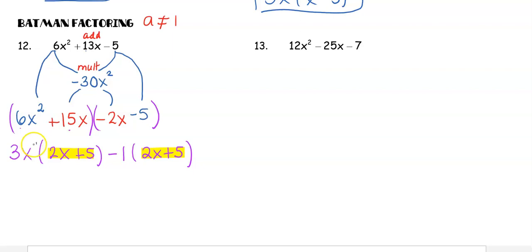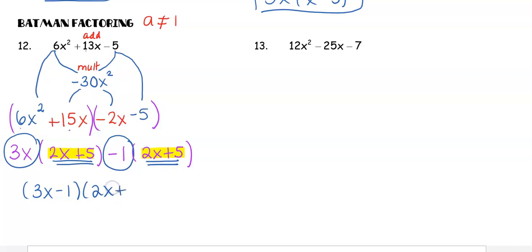So to get this all put together, we take the two GCFs that we pulled out. Those come together for the first term. Those repeated pieces are the second term. And there's your Batman factoring.